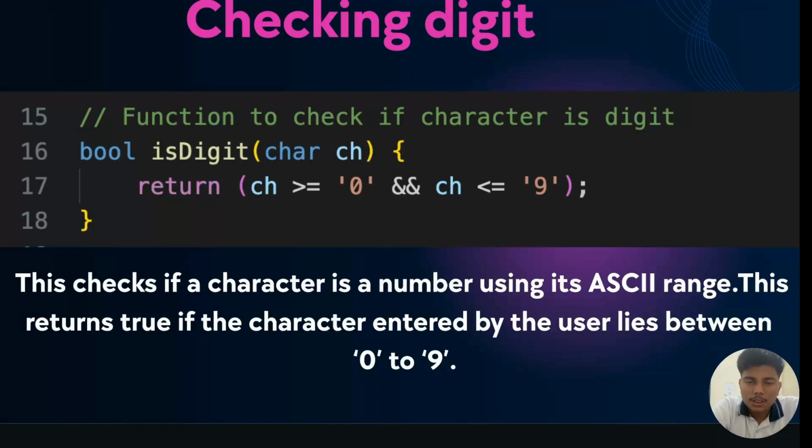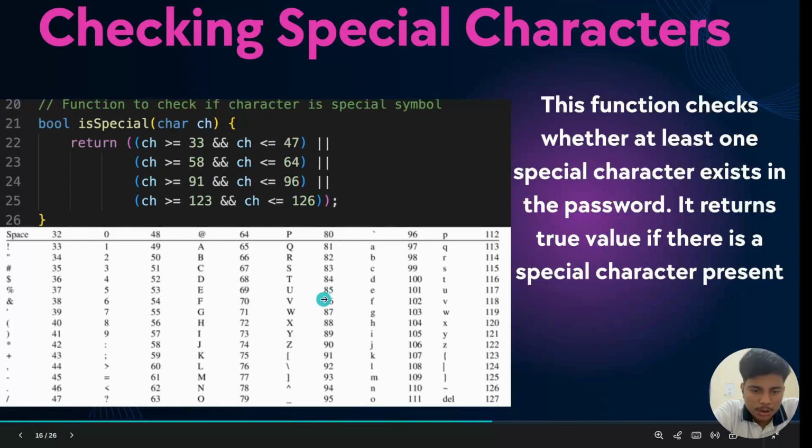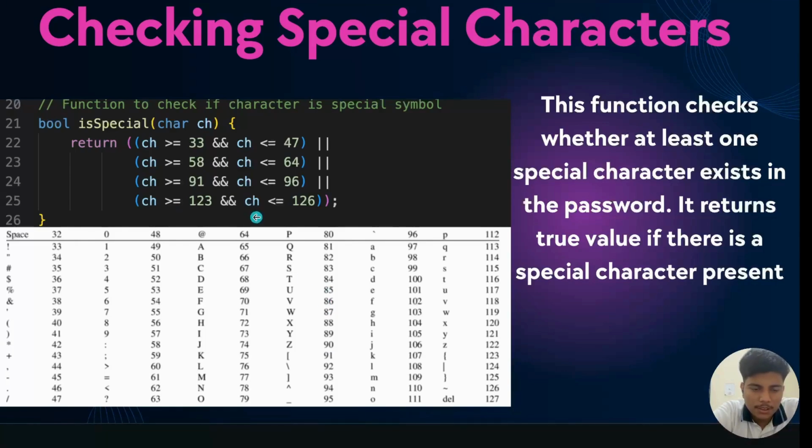Now let's see the function to check the special characters. So we'll be using bool is special to check if there is a special character present in the password or not. We do so by using ASCII values. So here are some of the ASCII values which denote a special character. The range is from 33 to 47, 58 to 64, 91 to 96, and 123 to 126.